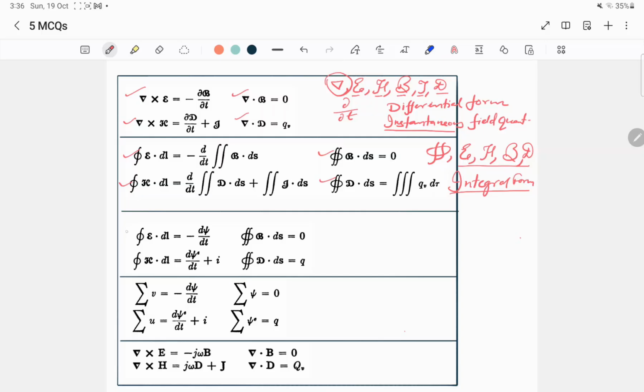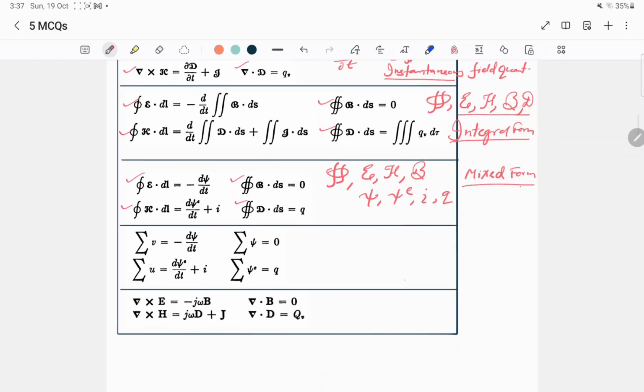If you see these four set of equations, here the integral operator is present, field quantities such as E, H, B are present, and circuit quantities such as psi E, I and Q are also present. So these set of Maxwell's equations are called mixed Maxwell's equations or mixed form Maxwell's equations.